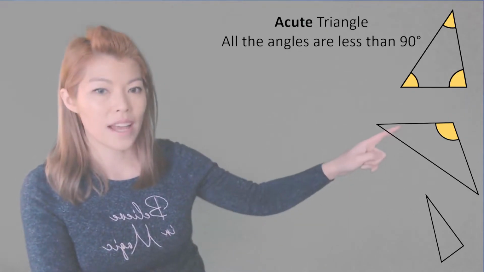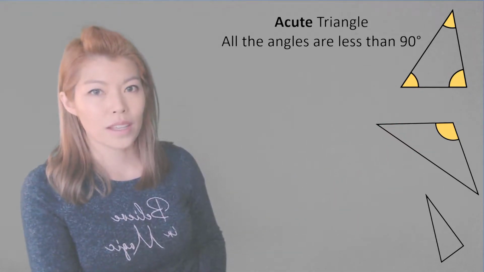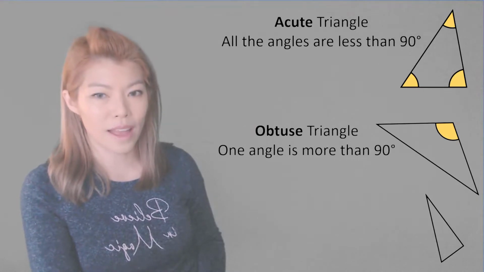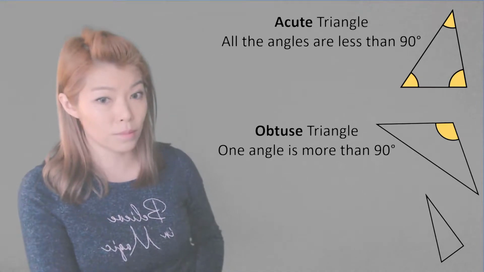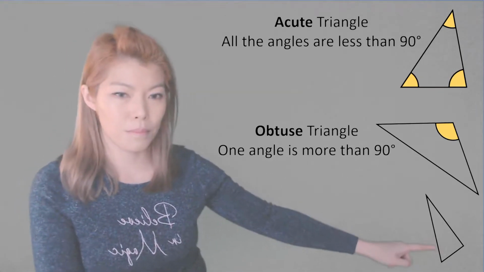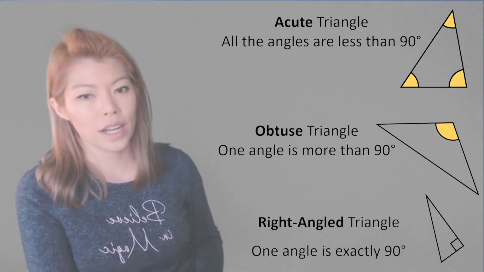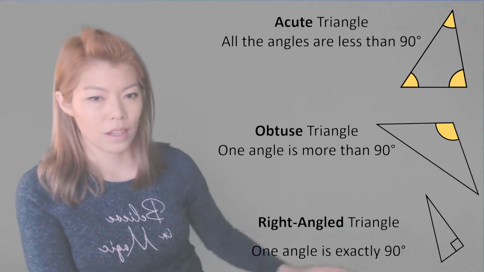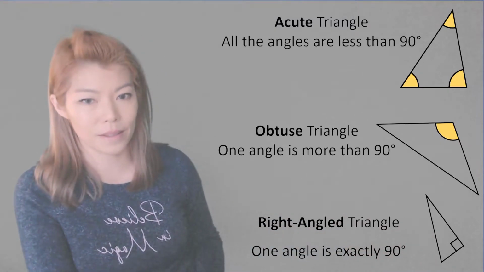The next one has an angle that is greater than 90 degrees. So we call this an obtuse triangle. And lastly, it's a little bit hard to see and it's missing the symbol, but that bottom corner there should be a right angle, and if it is, we would call it a right angle triangle. So we always put that symbol in there so that we know that it's 90 degrees.